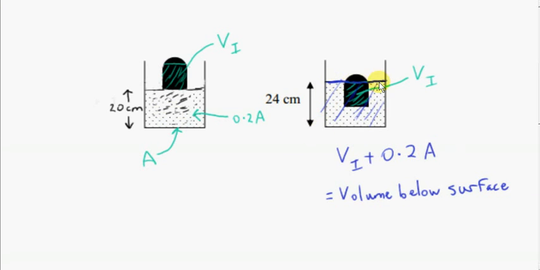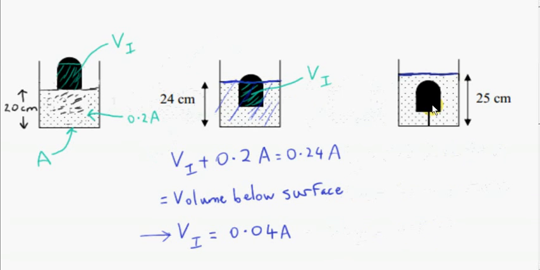But notice that we can write the volume of everything below this surface as the height, which in meters is 0.24, times the cross-sectional area A. Okay, so this is in the shape of a cylinder. Height 0.24, cross-sectional area A. So we can actually write the volume of the immersed part of the object in terms of the cross-sectional area of the cylinder. So 0.24A minus 0.2A is 0.04A.